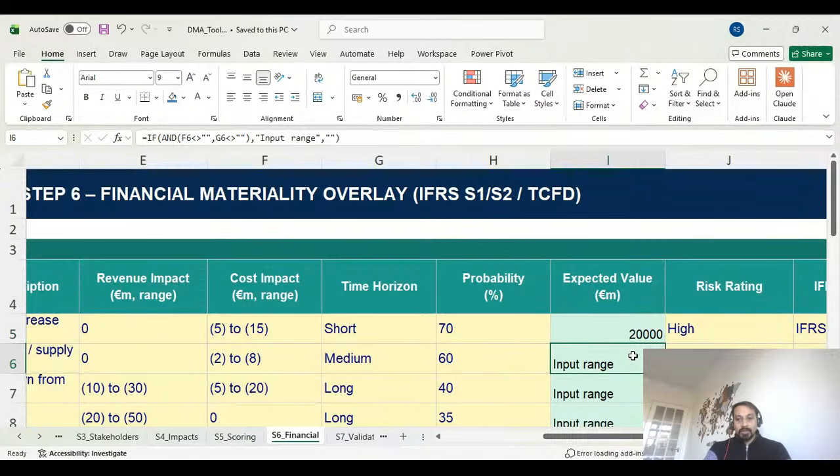So it is very important to understand how it works, for example GHG emissions may lead to more carbon taxes and increase the operation cost. So here we estimate the cost range, probability percentage, and short, medium, and long term, and this is your outside lens because it's a financial materiality assessment. So it answers: will this issue affect your cash flow, capex, or access to finance or not?